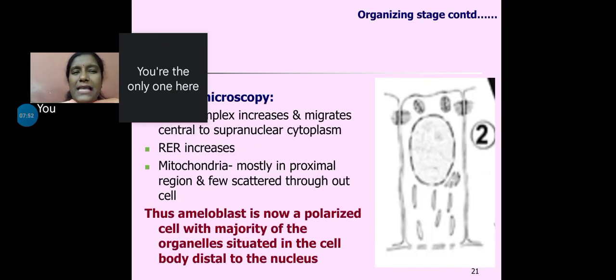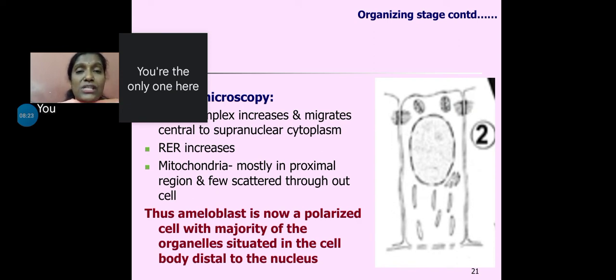Microscopically, why did the cell size become larger? Because the organelles inside the cell increased. The junctional complexes increase and migrate, and central to the supranuclear cytoplasm is the Golgi complex. Rough endoplasmic reticulum increases, and mitochondria correspondingly increase, mostly in the proximal region, with a few scattered throughout the cell. So see over here, look at the Golgi apparatus just below the nucleus. Look at all the organelles, rough endoplasmic reticulum and all that.